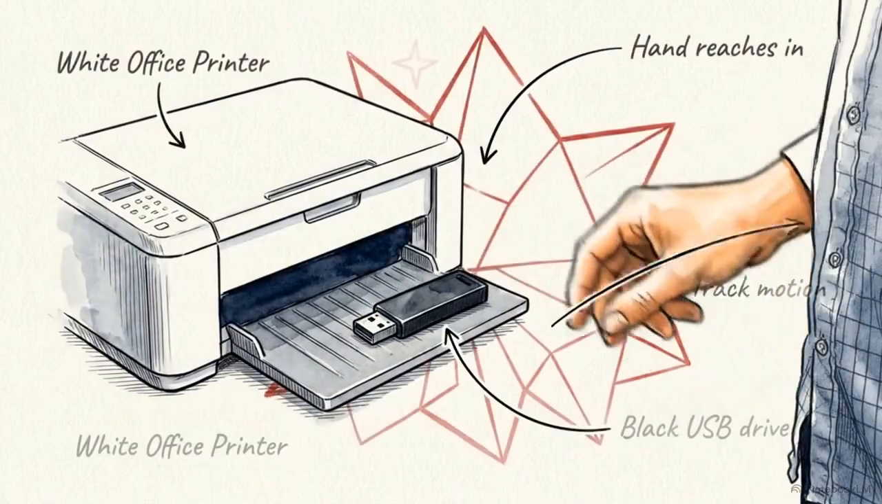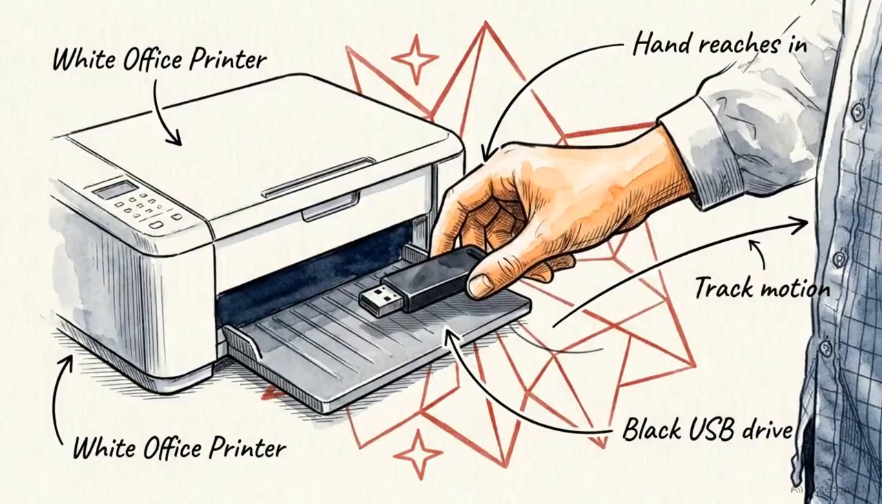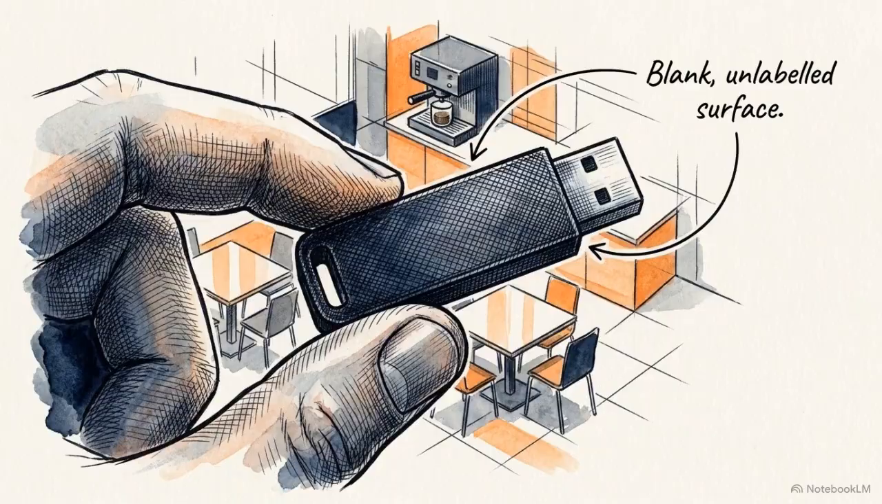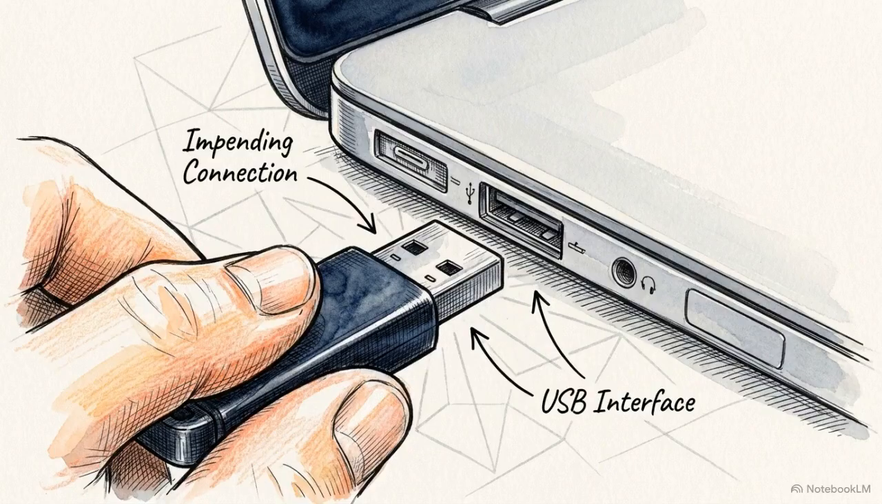You walk into the office break room to grab your morning printouts, and sitting right there on the printer tray is an unmarked flash drive. It has no label, no owner in sight. It is human nature to want to know who it belongs to. The fastest way to find out is to plug it into your laptop and check the files.